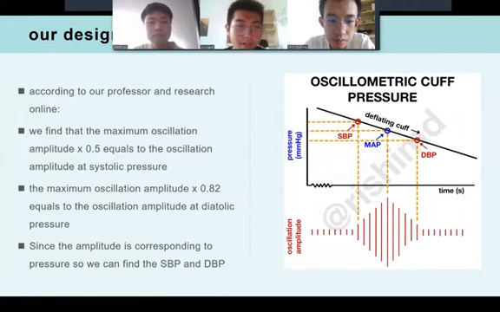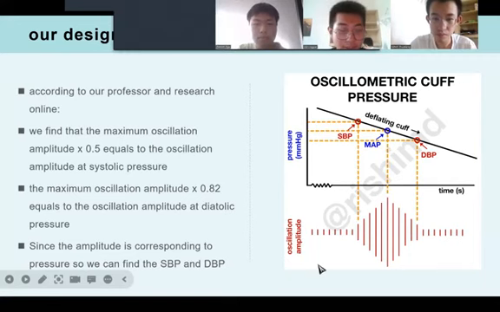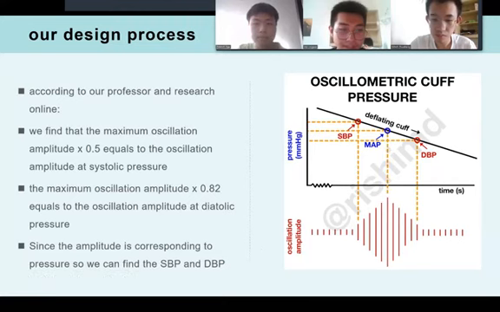Thanks for the explanation about the principle of blood pressure measurement from Zhang Zijie. Now I will introduce how to measure blood pressure automatically using microbit and lab kits. According to our professor and research online, we found the relationship between oscillation amplitude and the cuff pressure. The graph of the relationship is shown on the right. We know that half of the maximum oscillation amplitude is the amplitude at systolic pressure, and 82% of the maximum value is the amplitude at diastolic pressure. And then we can find the systolic and diastolic blood pressure.